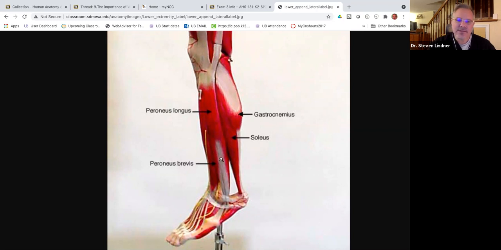And these two muscles are on the lateral side of the foot. So they can evert the foot, or foot eversion. They can also plantar flex. So they plantar flex and evert the foot.